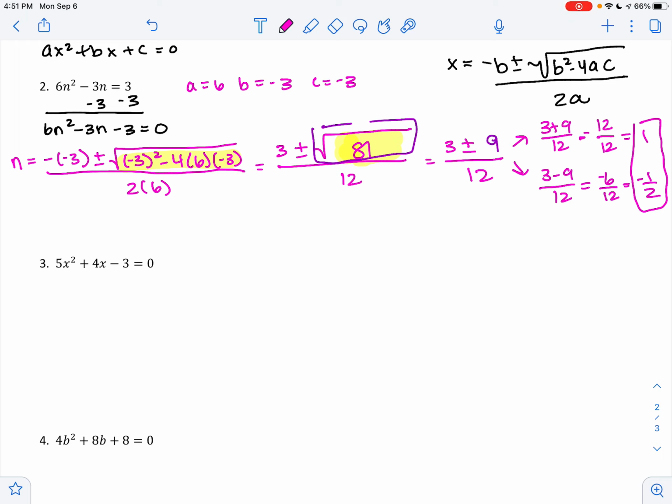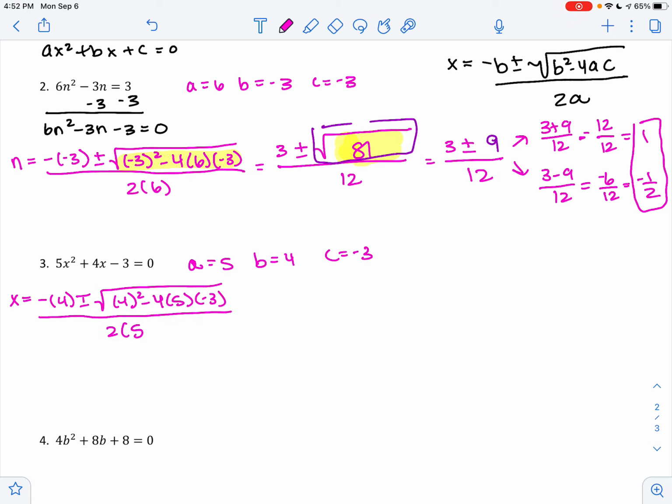Let's try example 3. On example 3, this one is in standard form, so I can go ahead and identify A, B, and C. Here, A is 5, B is 4, and C is negative 3. My variable is x, so I'll have x equals negative b plus or minus the square root of b squared minus 4 times a times c all over 2 times a.